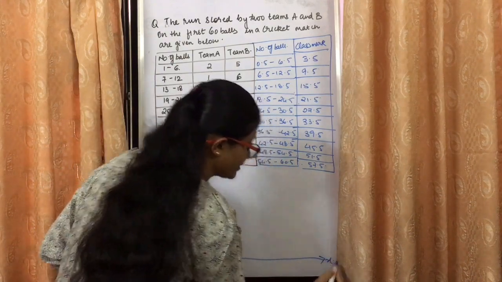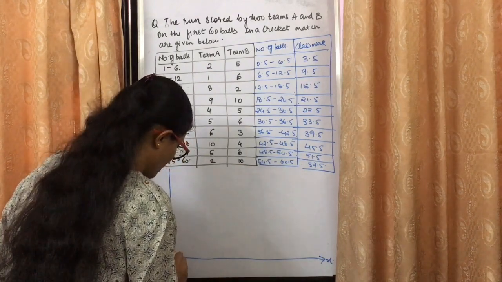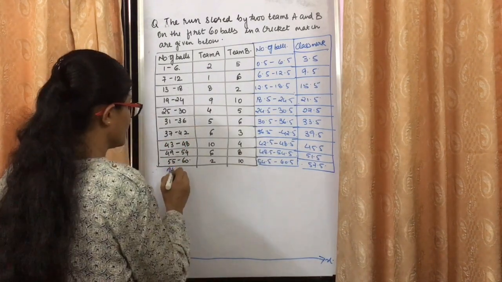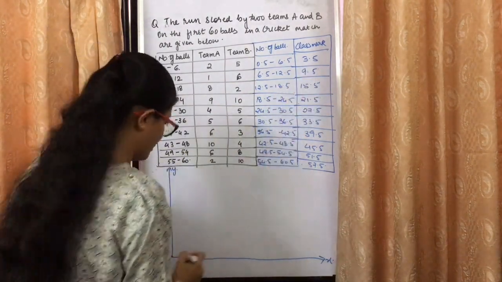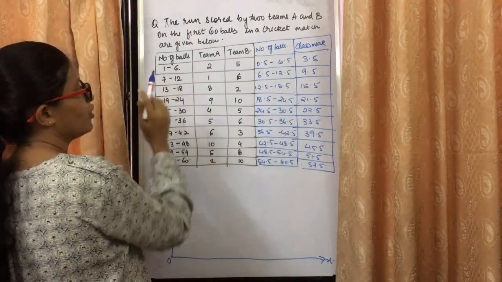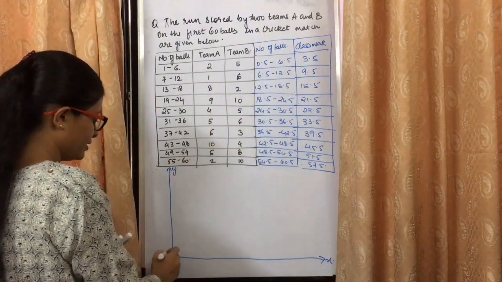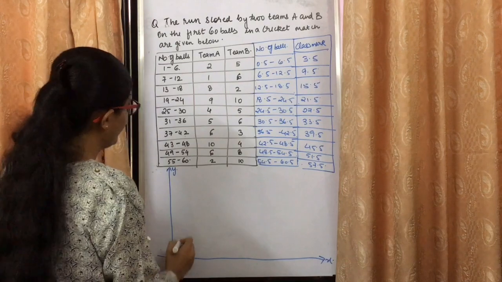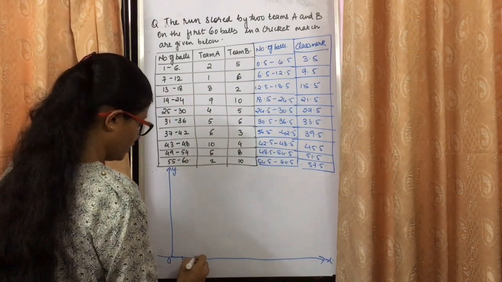So this is my x-axis. My x-axis will tell me the number of balls. So I will write here number of balls. First of all, this is my origin. This is my y-axis. So how will I mark? 3.5, 9.5. It doesn't start from 0, so what we will do is, it starts from 1. So we will mark it like here 3.5.